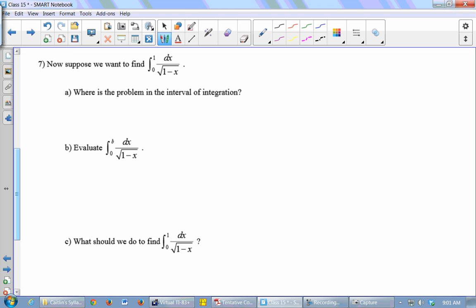All right, so suppose we want to find the area from 0 to 1 under 1 over radical 1 minus x dx. So what's a problem in this interval of integration here?